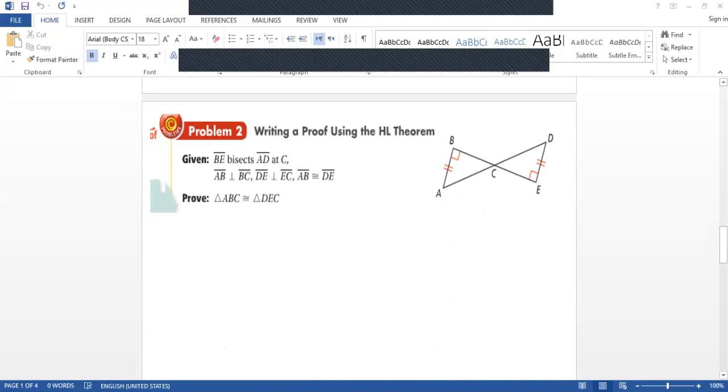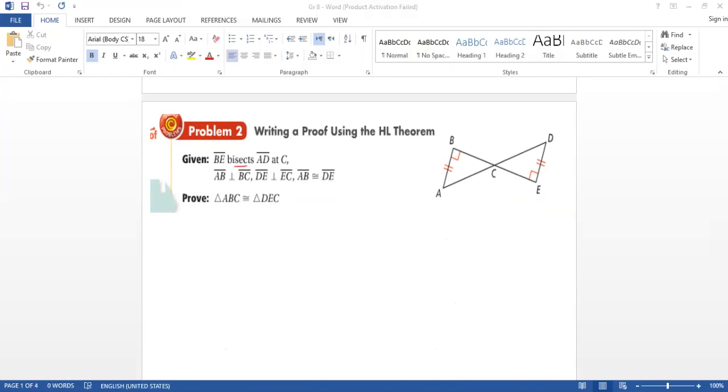Problem number 2. Here we have given that BE bisects AD at C. What is the meaning of bisect? Bisect means that BE divides the AD into two equal parts. Where is the AD? The AD here. AD and BE bisect it. That means this part is equal to this part. So that means AC is equal to DC. That is the meaning of bisect.